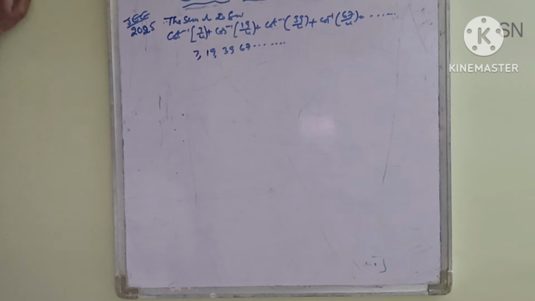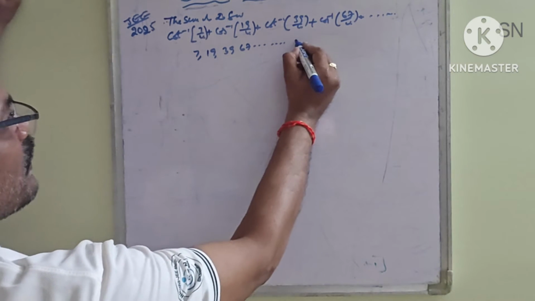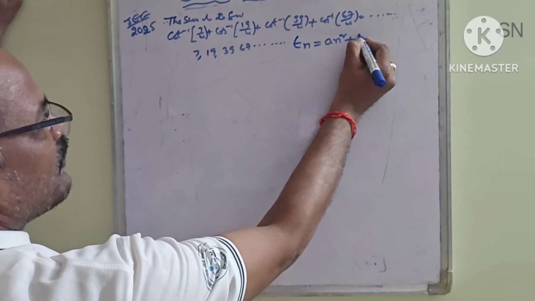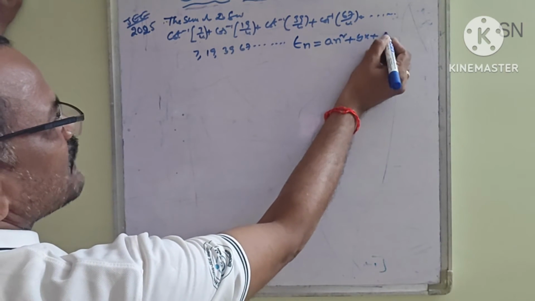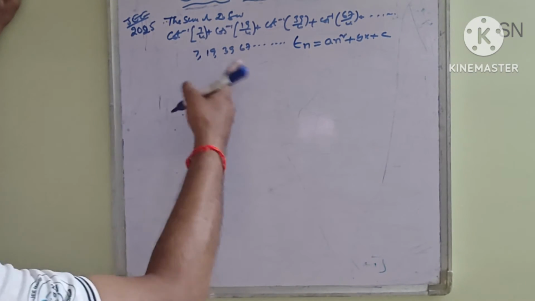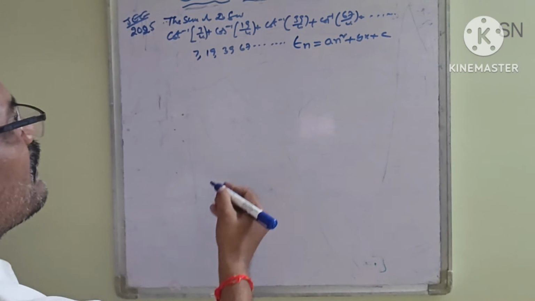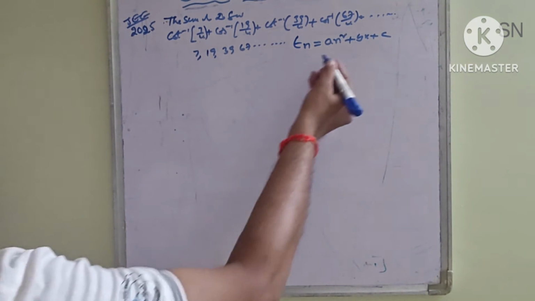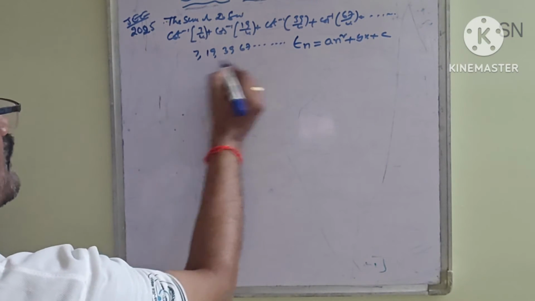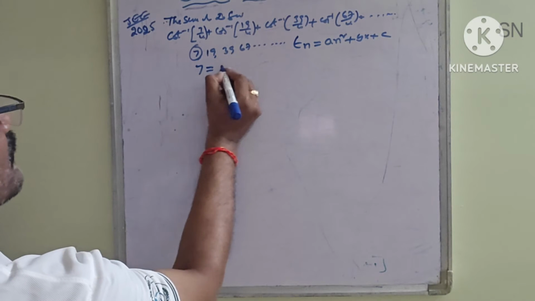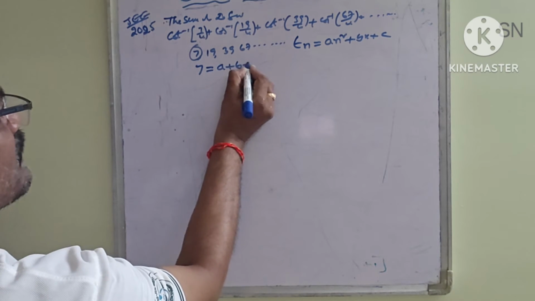So what is the Tn? So apply the sequence of series. Now we know that Tn is equal to an square plus bn plus c. Now this is not an AP, this is not a GP, so it is an AGP type. Now an square plus bn plus c. Taking n equal to 1, the first term is 7. Now 7 is equal to a plus b plus c.